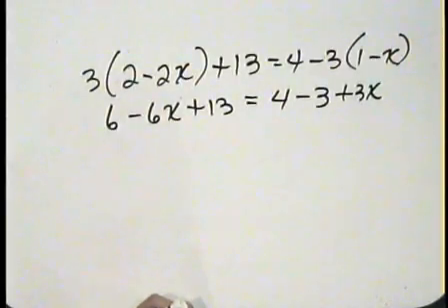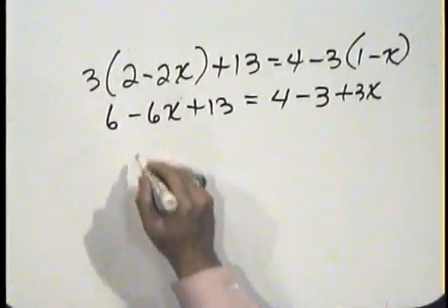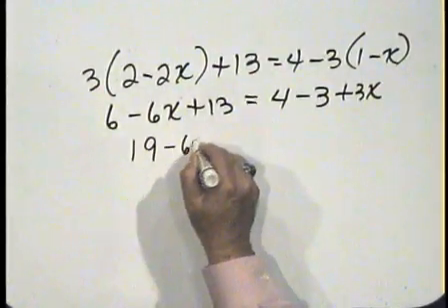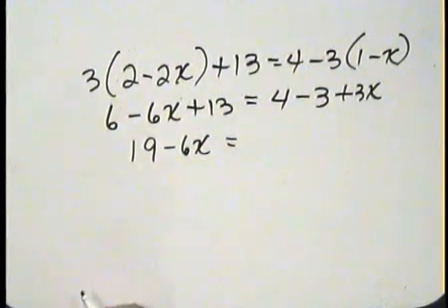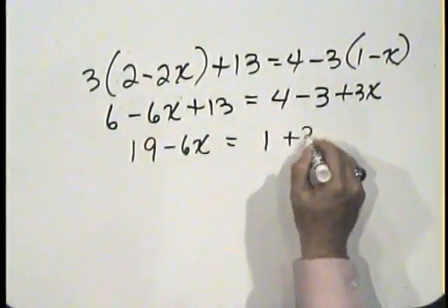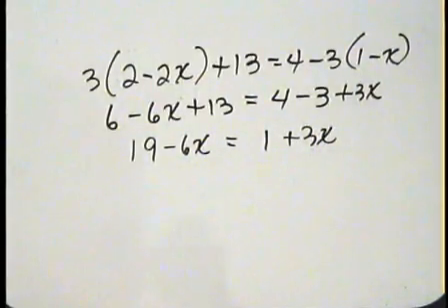Okay, on the left side we have two terms that can be combined. The 6 and the 13 can be added to form 19 and minus 6x. On the right side we have a 4 and a minus 3. 4 minus 3 is 1 plus 3x. Now, here's a case where the x on the left side has a negative coefficient. We'd like to get a positive coefficient, which means we're going to bring the x to the right side. So we'll do the opposite of subtracting 6x. We'll add 6x to both sides.